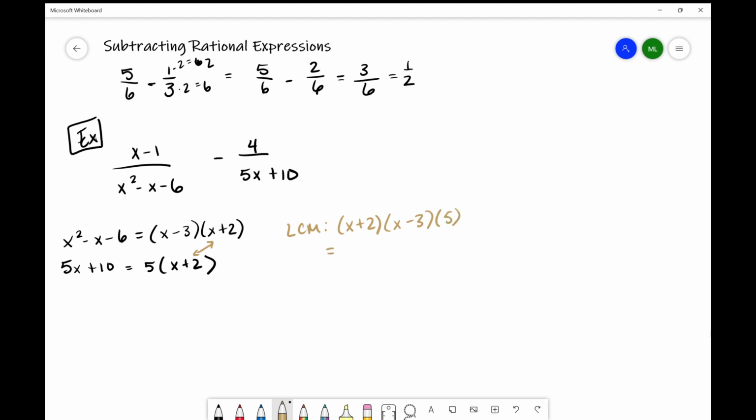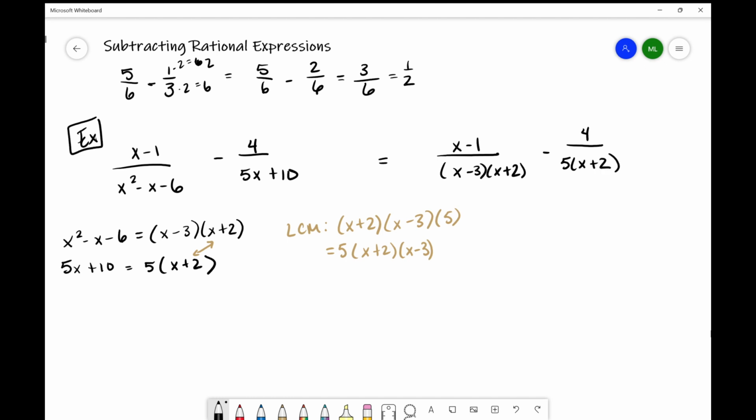And then finally, I will write it out like this: 5 times (x plus 2) times (x minus 3). Okay? So now let's go back to our original problem. What we do to the bottom, we also do to the top. So let's go ahead and rewrite our problem. It's going to be (x minus 1) over (x minus 3)(x plus 2), and then minus 4 over 5 times (x plus 2).